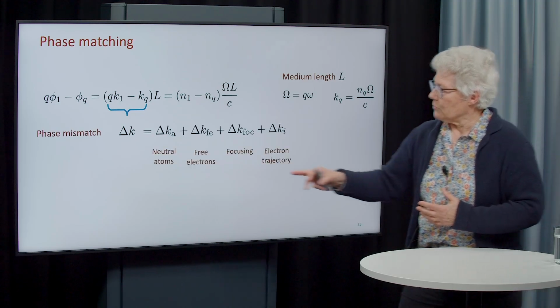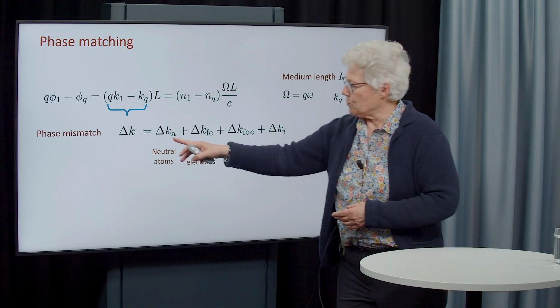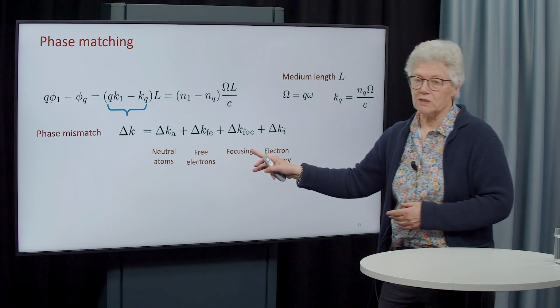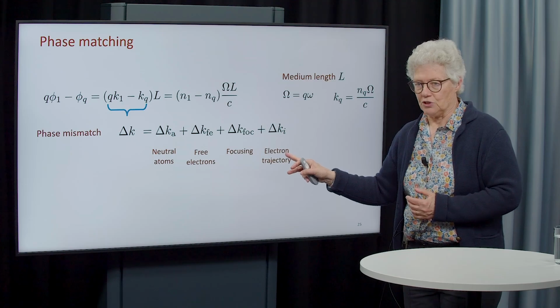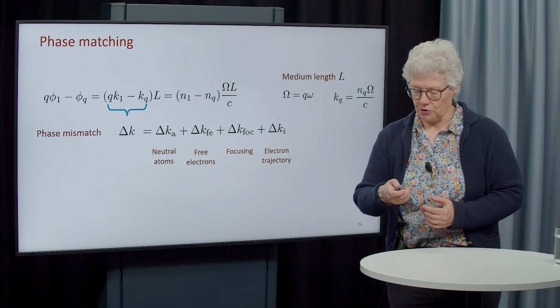In our problem, the phase mismatch has 4 contributions. One is due to the neutral atoms, 1 to the free electrons, 1 to the focusing, and finally 1 to the electron trajectories. So let's discuss these 4 contributions.